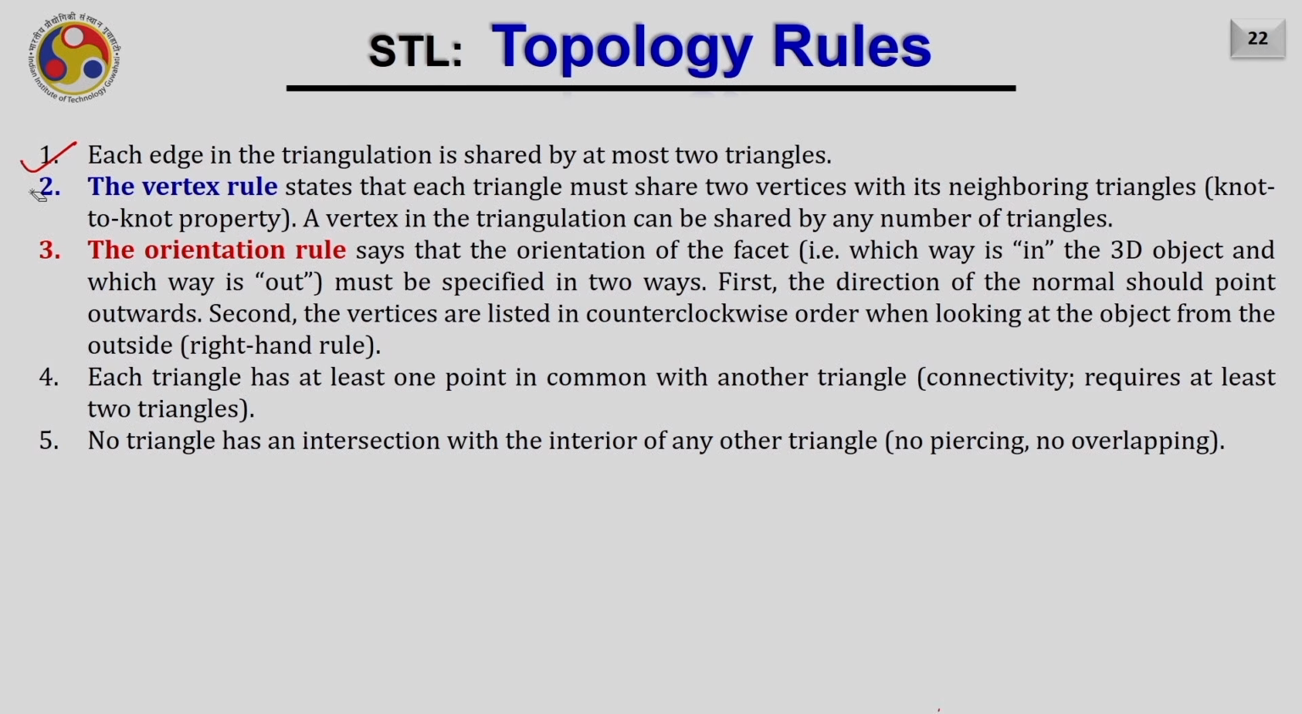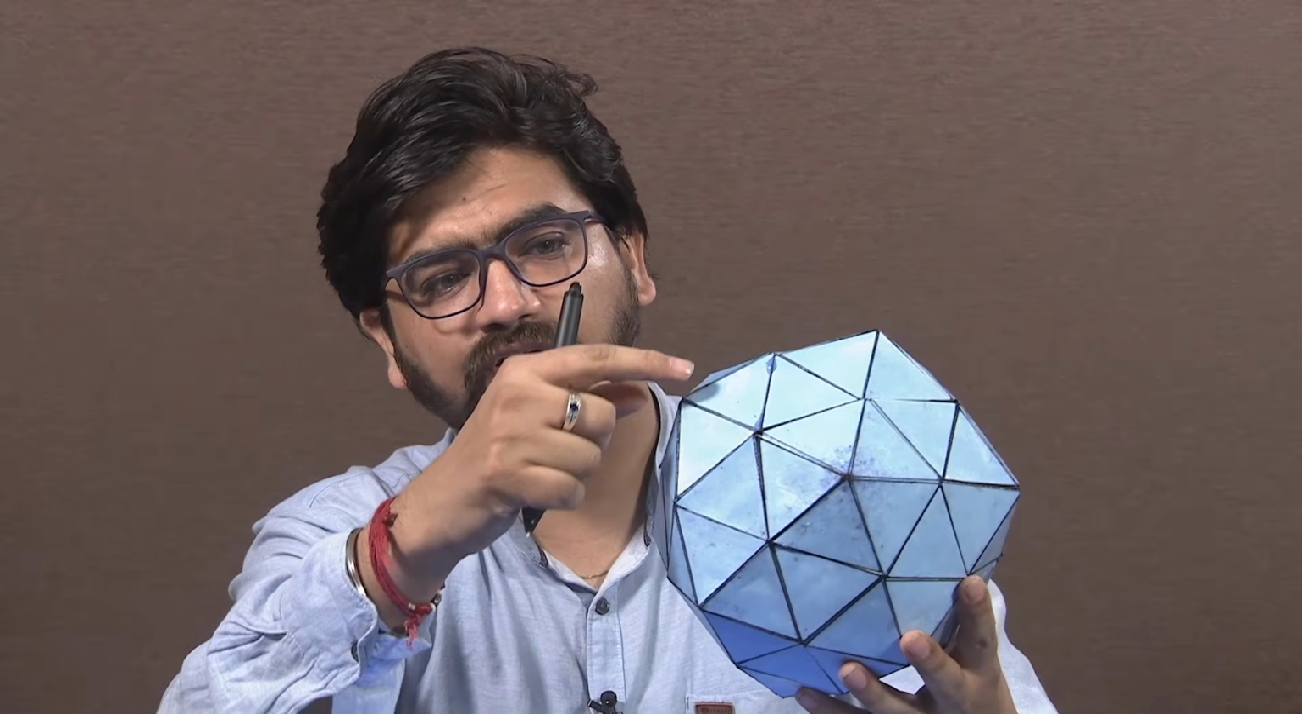The second rule, which is also known as the vertex rule, states that each triangle must share 2 vertices with its neighboring triangles, which is also known as the knot to knot property. A vertex in the triangulation can be shared by any number of triangles. So let us consider this physical example again. This vertex is shared by multiple triangles. So it can be shared with as many triangles as possible.